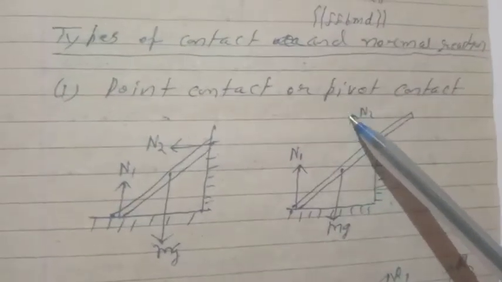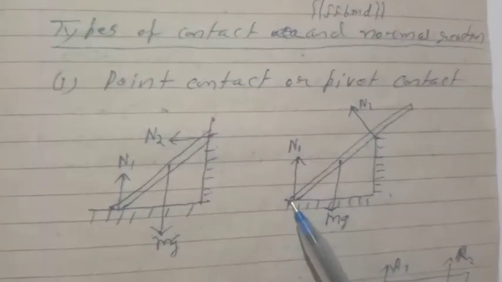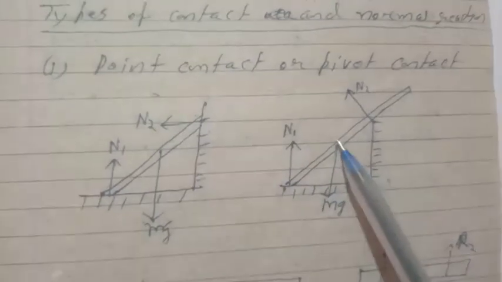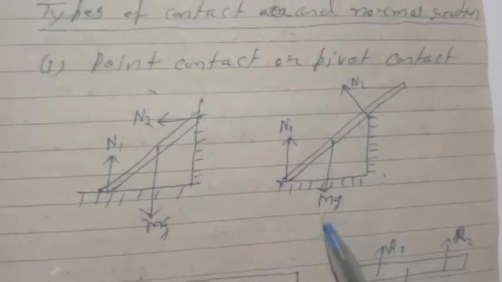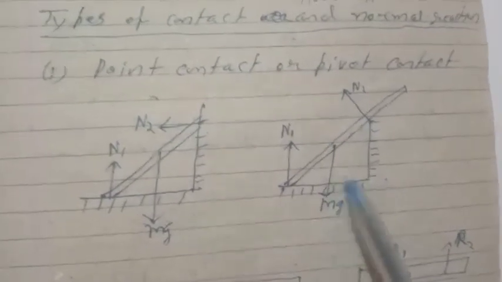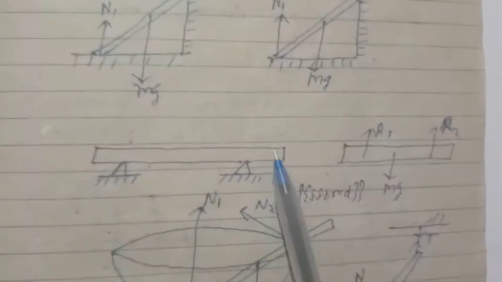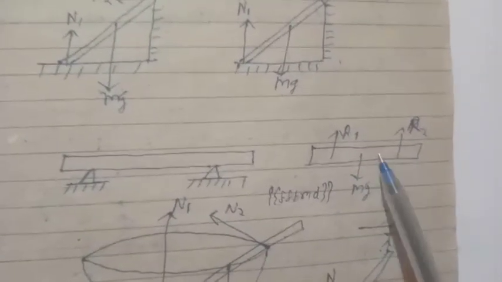Here the normal reaction will be acting in this direction, but here on the ground the normal reaction will be acting in this direction, and the weight of the body is vertically downward. That is, the weight of the body will be passing through the center of mass. Here another situation is shown. One rod is placed on a knife edge, and then such a situation is created.